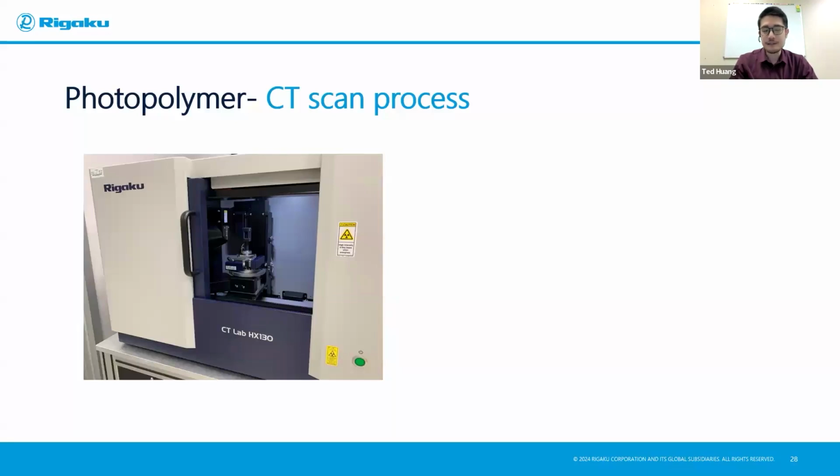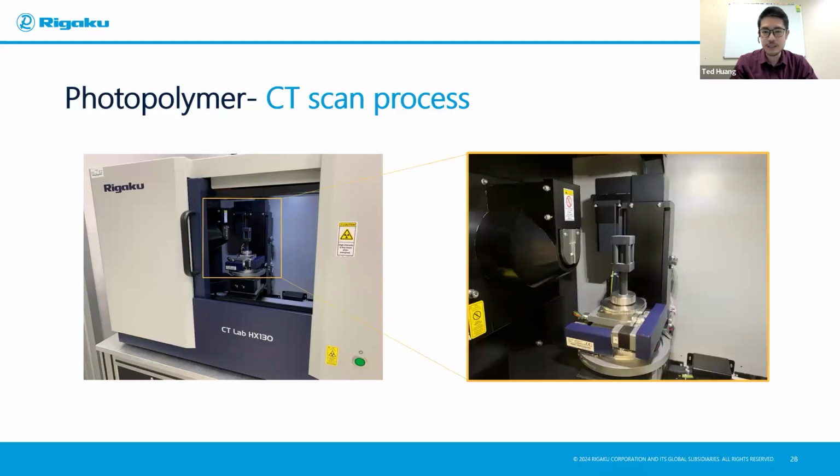So as you can see here on the left, this is one of our CT equipment, the Lab HX, which is a very convenient benchtop system. And what I highlighted here is a sample stage with the photopolymer that's on the stage. It's something I printed. It's just a simple 2 cubes connected by a 5-cylinder at the center.